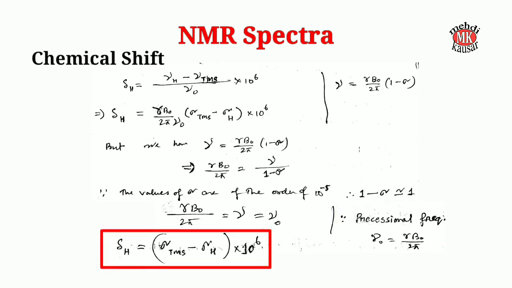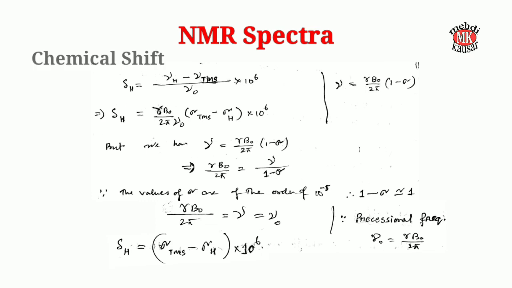So we can write delta H is equal to sigma TMS minus sigma H whole into 10 to the power 6. Thus, as long as sigma H is positive, the chemical shift of a given proton decreases with increase in the value of the shielding constant, and it depends only on the shielding constant and is independent of the applied field strength, and therefore chemical shift value does not vary from instrument to instrument.